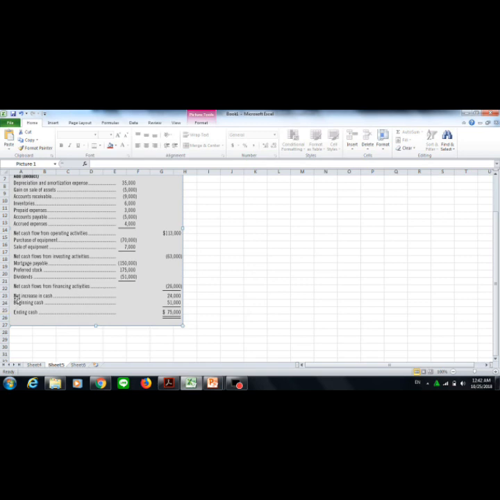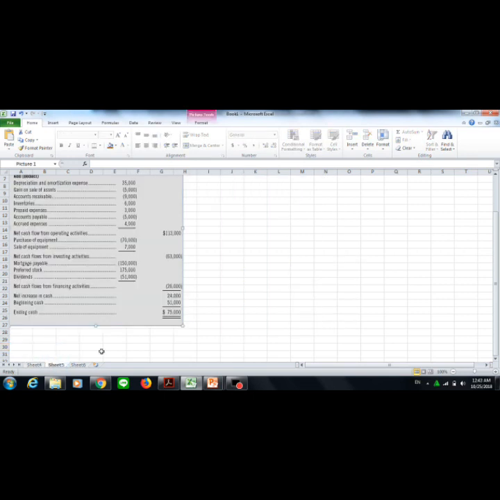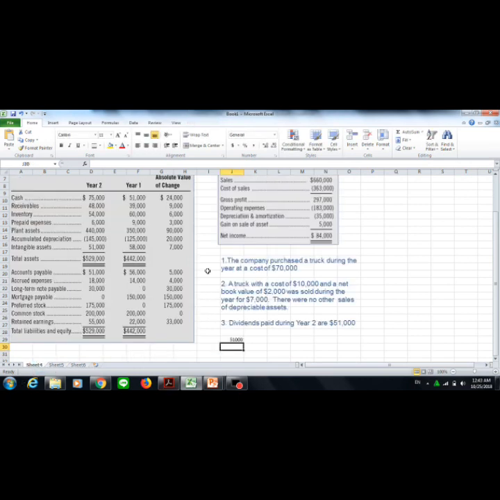So we plus the increase of cash, which is the sum of these three. Beginning cash is 51,000. Here we can see the year one. So we got the ending cash is 75,000. Here.